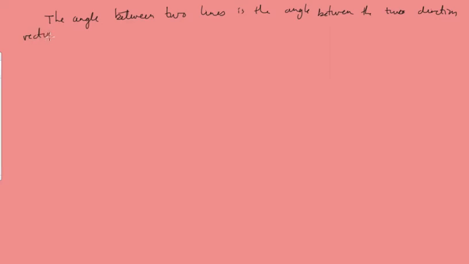Now, when we did the dot product, we found a way of finding the angle between two vectors, and we can use that to state that the angle between two lines is the angle between the two direction vectors of the lines.